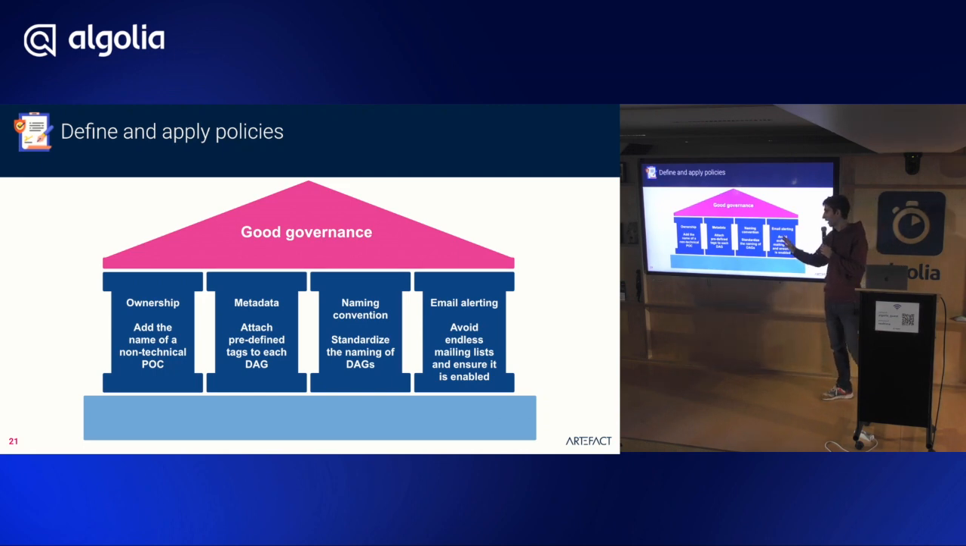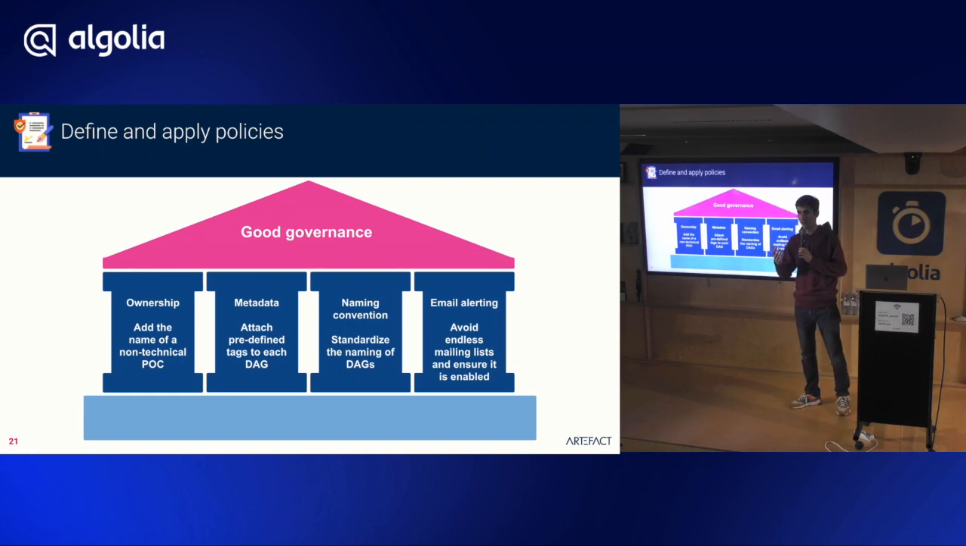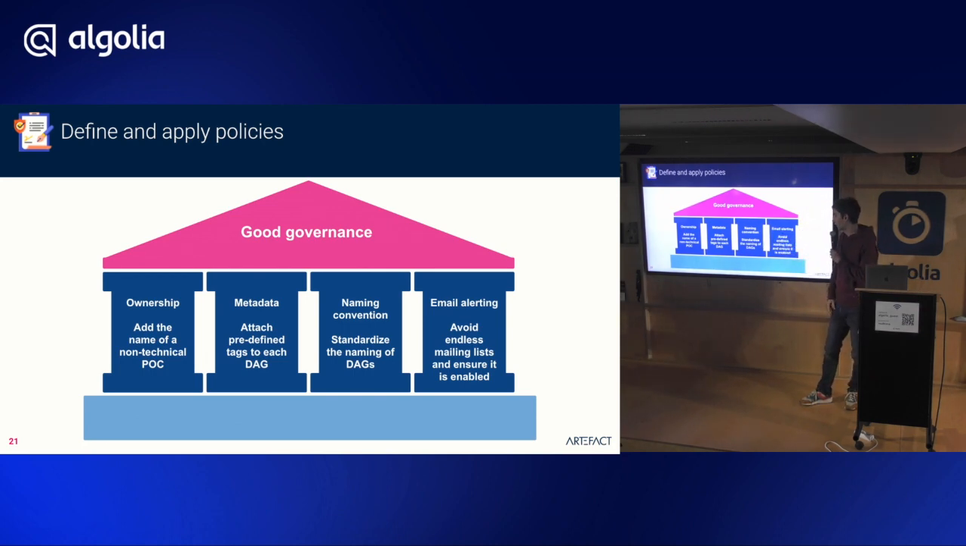So ownership: we enforced the fact that a DAG should have a clear owner. And we have a configuration file to define the list of authorized owners. Metadata and naming convention: basically, we enforced 3 mandatory tags. So the project, of course, the data domain, and the country. And with this, we can easily search the UI and so on. The naming convention has basically the same goal, but here the idea is to standardize the naming of DAGs.